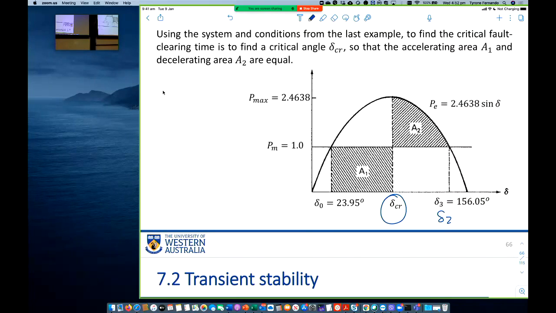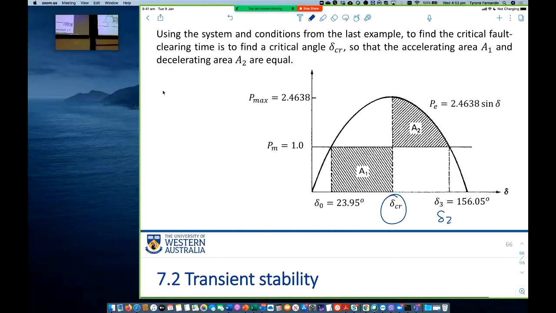I'm pretty sure there have been questions in the past on determining the clearing time and so on. So you need to look at that. There are questions in the tutorial, right? If you understood what I said.